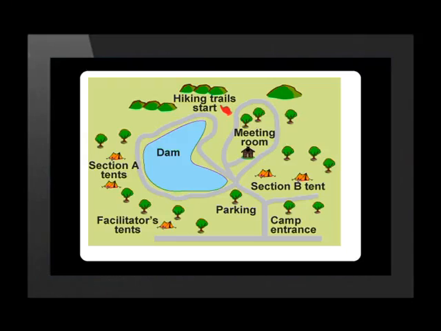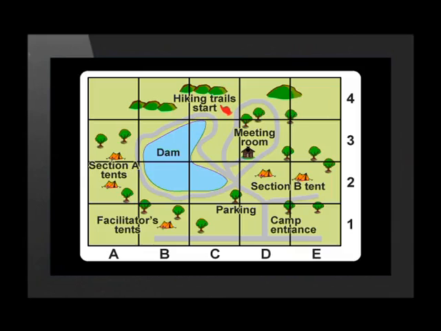Some maps have a grid placed over the map. This makes it easier to find locations listed in an index. Here is a map of the same campground, but now it has a grid on it. Now we can use the grid to describe position.